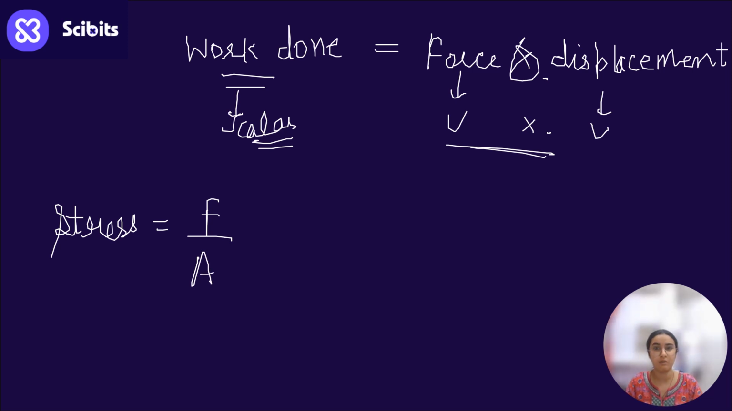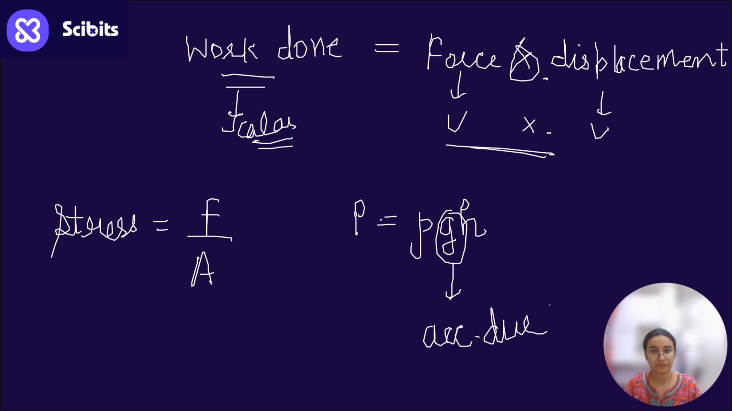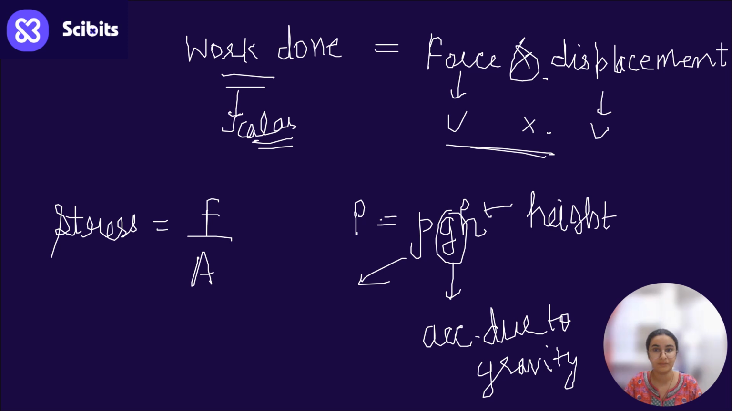If you remember these small formulas now, then even if you don't know the actual concept that you have to apply in a particular numerical type question, you will still somehow be able to figure it out. And there is one more formula for pressure. Pressure is equal to rho g h, where g is acceleration due to gravity and h is the height or thickness, whatever you want to say, and rho is the density.